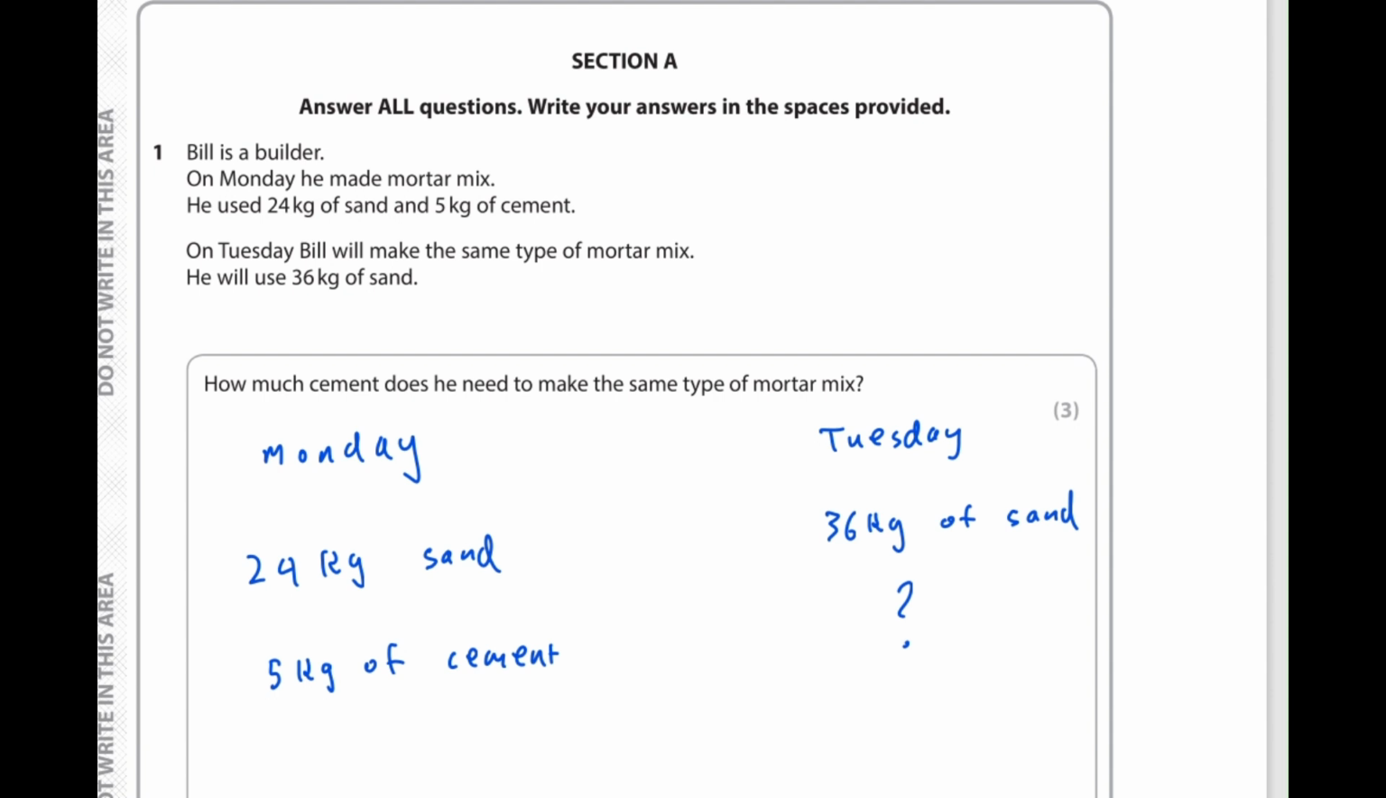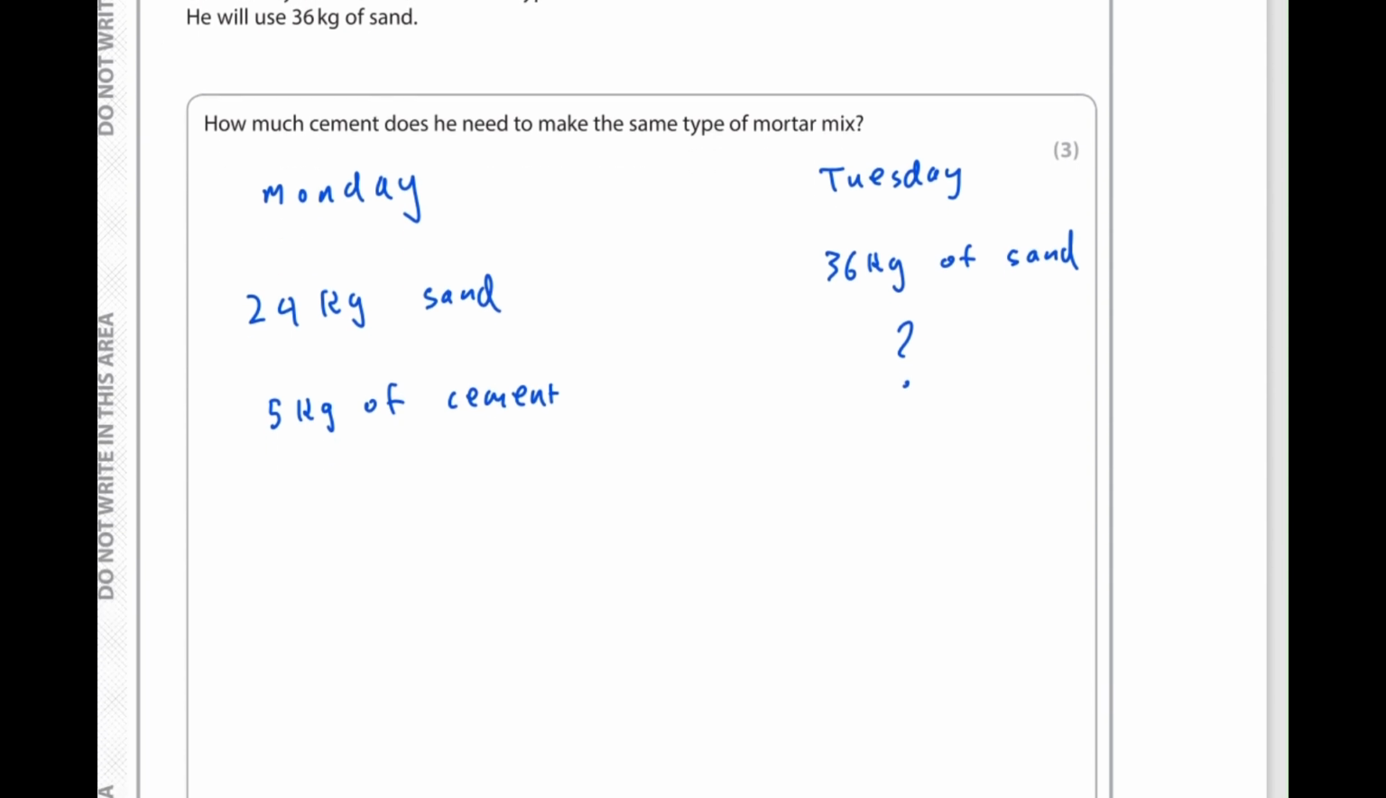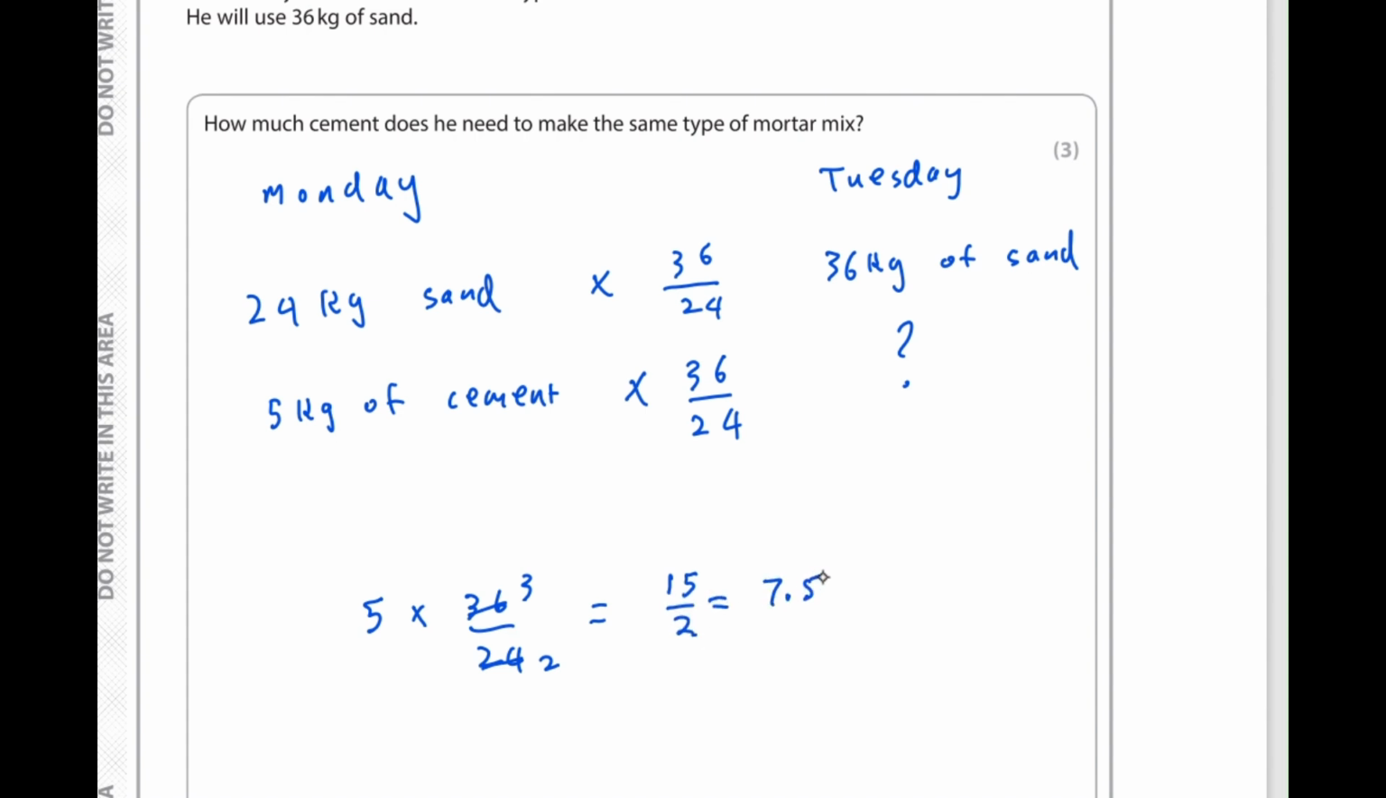So this is mainly a ratio problem. From 24 to 36, we have to multiply by 36 over 24. Whatever you do on top, you have to do the same thing at the bottom. So that becomes 5 times 36 over 24. Simplified, divided by 12, 3 over 2. So 5 times 3 is 15, 15 over 2, which equals 7.5.